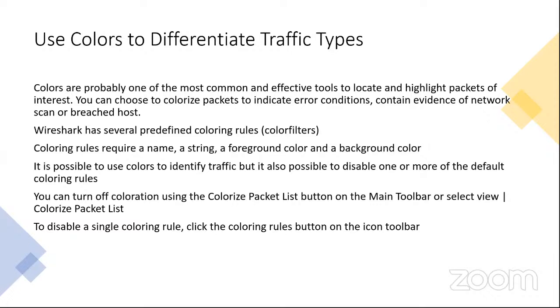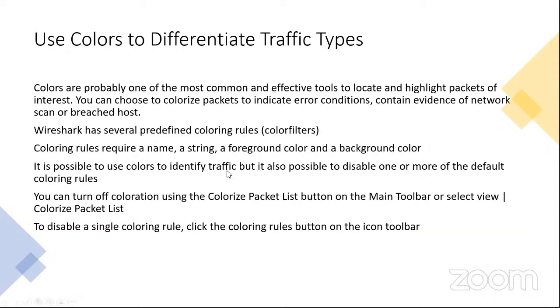You can choose to colorize packets to indicate an error condition, or that contain evidence of a network scan or a breached host. So again, if you're doing an analysis because your job is to protect a network, you can say, hey, I can see that the malicious actor broke in here at this particular packet. So you may put everything in a certain color. And then when you send it to an investigator or someone else to take a look at, you may say, hey, take particular interest in all of the ones that are in the dark blue, because that shows the evidence of the breach, for example.